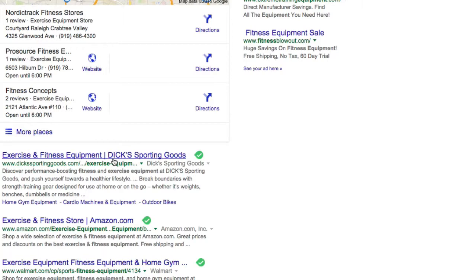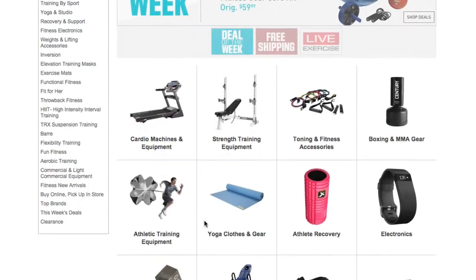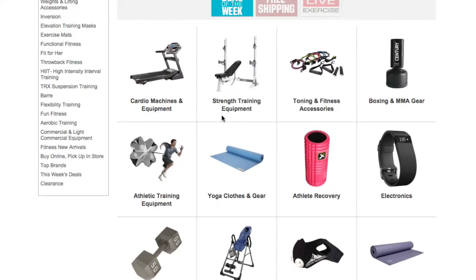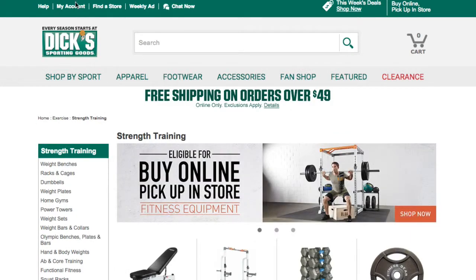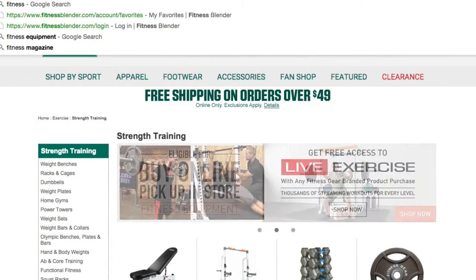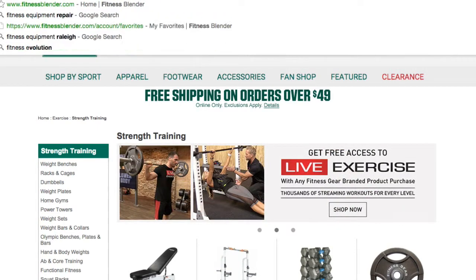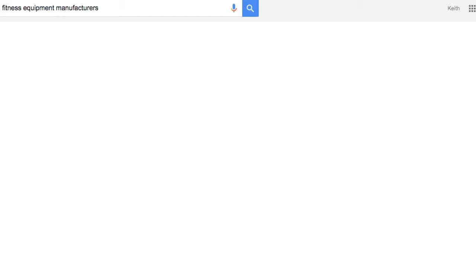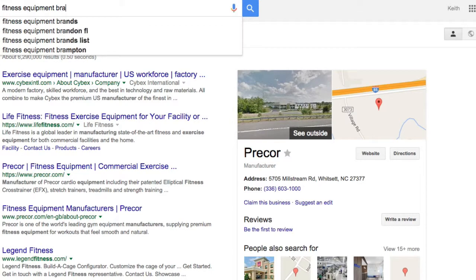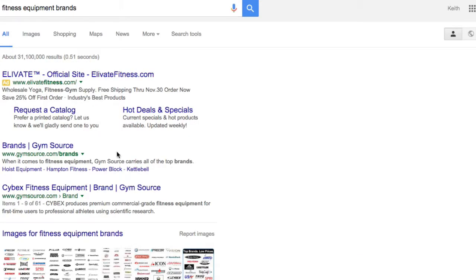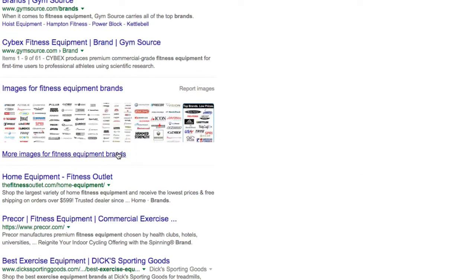Okay, so if you have, let's just see, cardio machine, strength machine. Let's see, and I think actually, let's try this. Let's do fitness equipment manufacturers, or brands actually is even better. Brands. Okay, so let's see what we have here. Precor. Okay, so that's one. Let's go ahead and write that down.